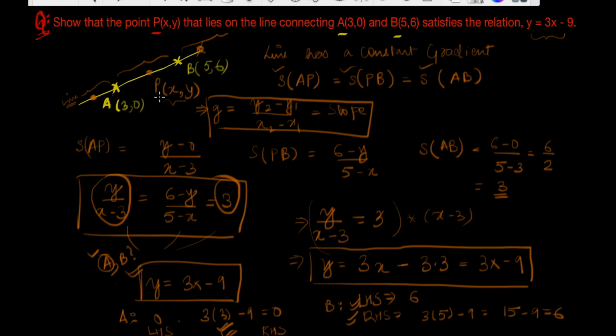So P could very well have been A or B, it didn't matter, or could in fact be any generalized point lying on the line which is generated by A and B. What we ended up with finally was this relation, and we have now shown that every point lying on the line satisfies this linear relation of y equals 3x minus 9, which is generated by these 2 points.